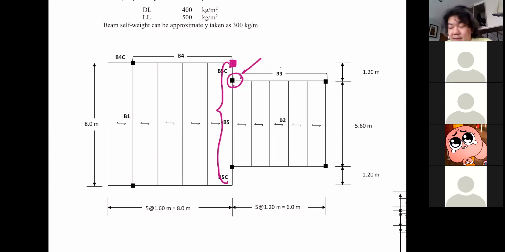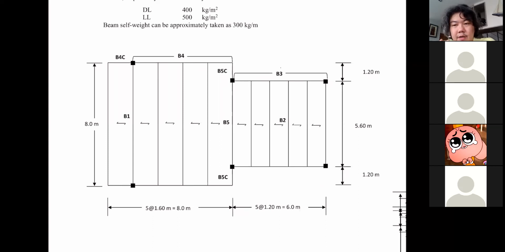B5 can be very, very big in this case. So I'd say this is the best system for the presented case. Now, when you look at the system, you should try to find a way for your load to go into the support as soon as possible.